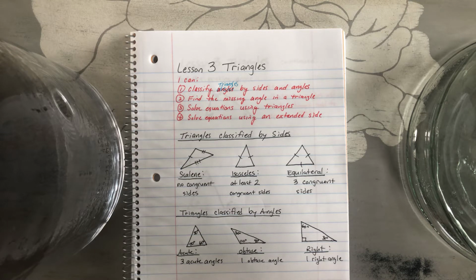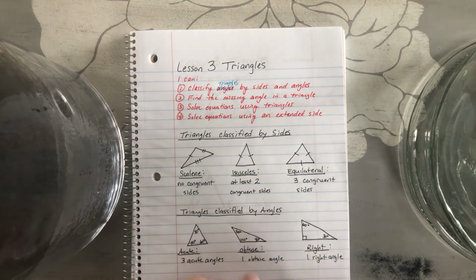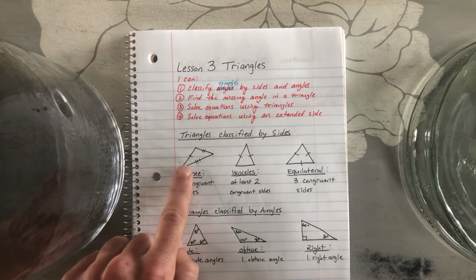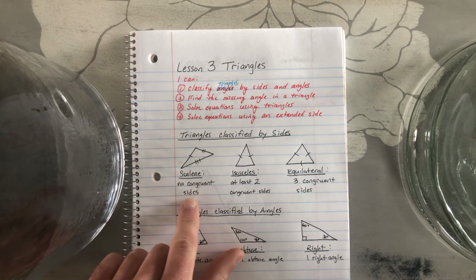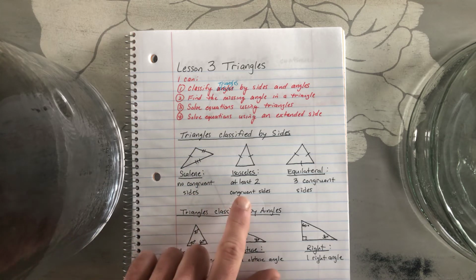There are two different ways to classify triangles. One of them is you can classify them by their side lengths. Classify is like a different name. So the first one we have here is the scalene triangles. Scalene triangles have marks here, a single mark, 2 marks, and 3 marks. Scalene means that all the sides are different, so there are no congruent sides.